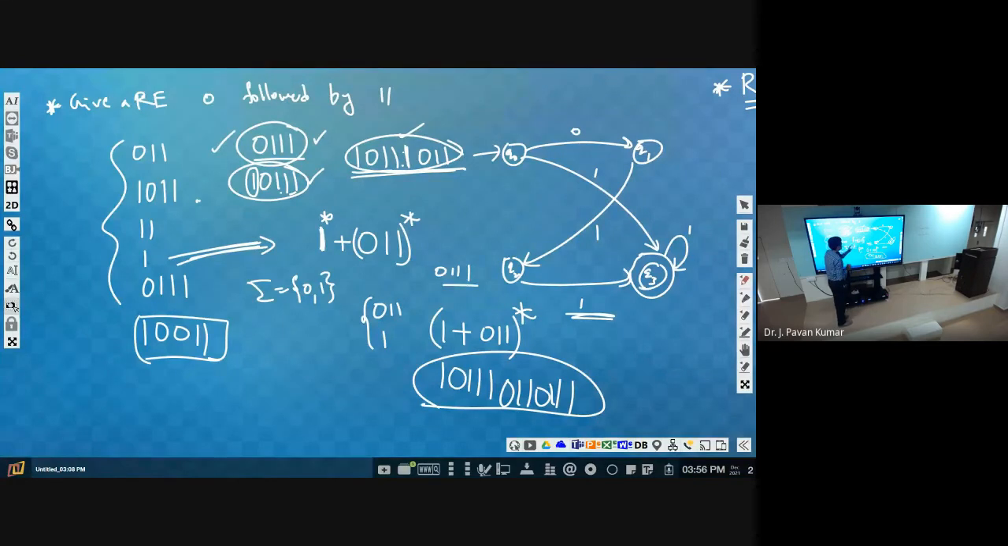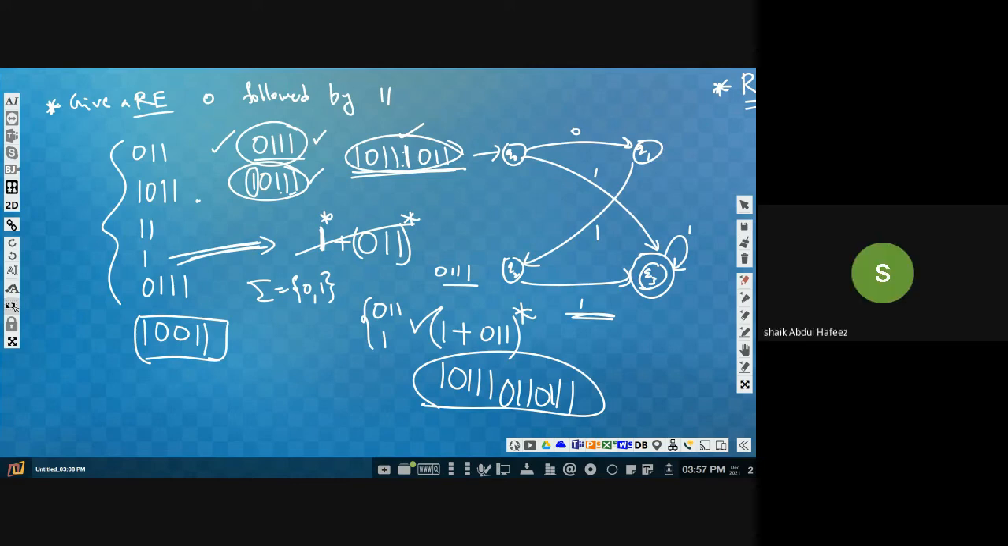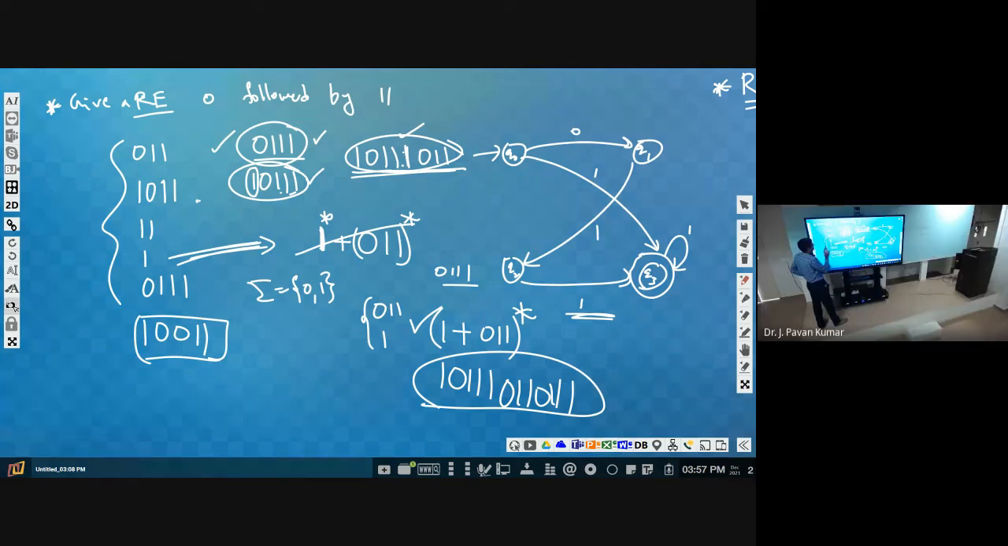So this is the regular expression for what? Strings which are having 0 followed by 1 1. Got it? Like this, we will be generating. Let us consider other examples.